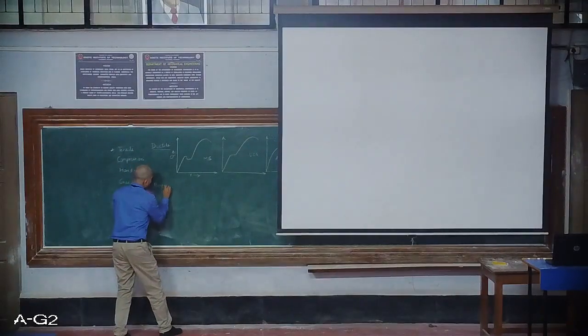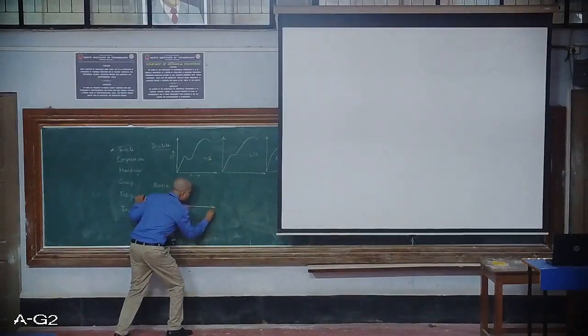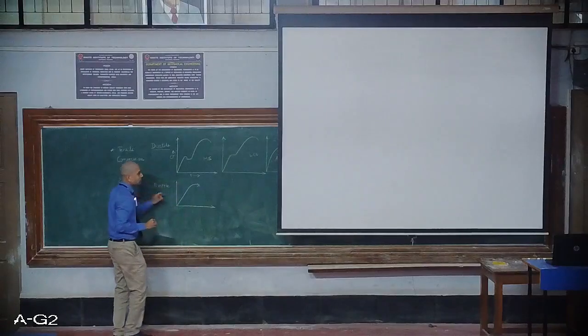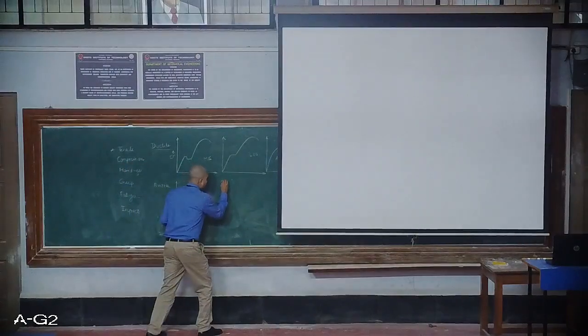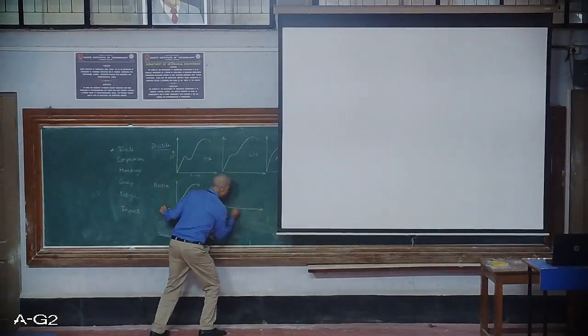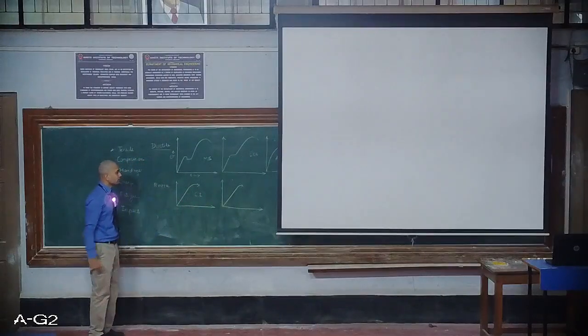a brittle material, can you give me any examples? Yes, glass can be an example of a brittle material. Then cast iron can be one more example of a brittle material. The stress to strain curve will look something like this. So I will write this as cast iron, CI. Then if you have a highly brittle material, the stress to strain curve will look something like this.